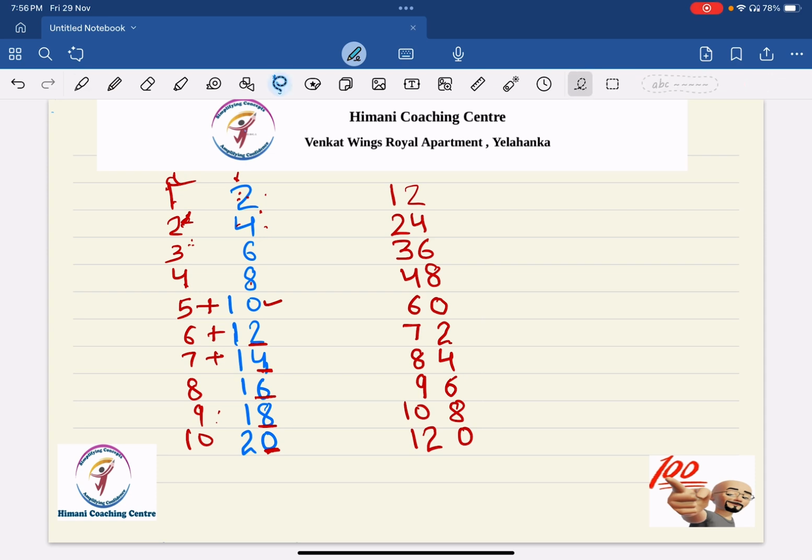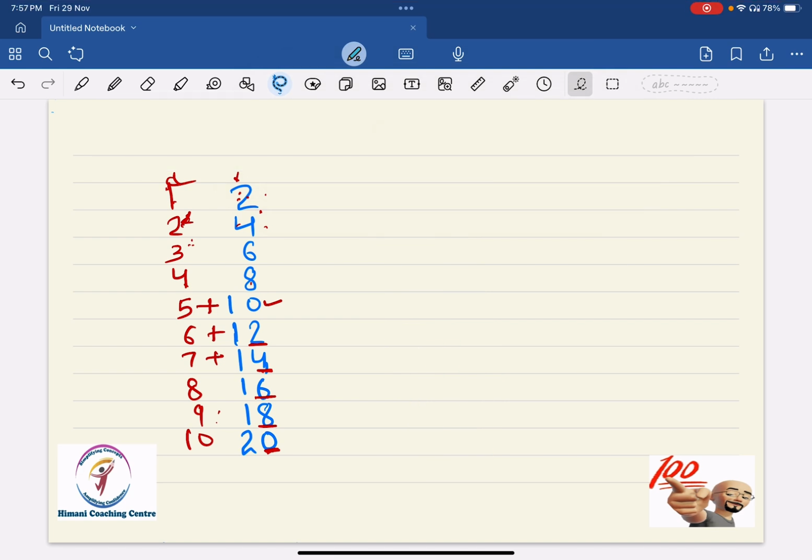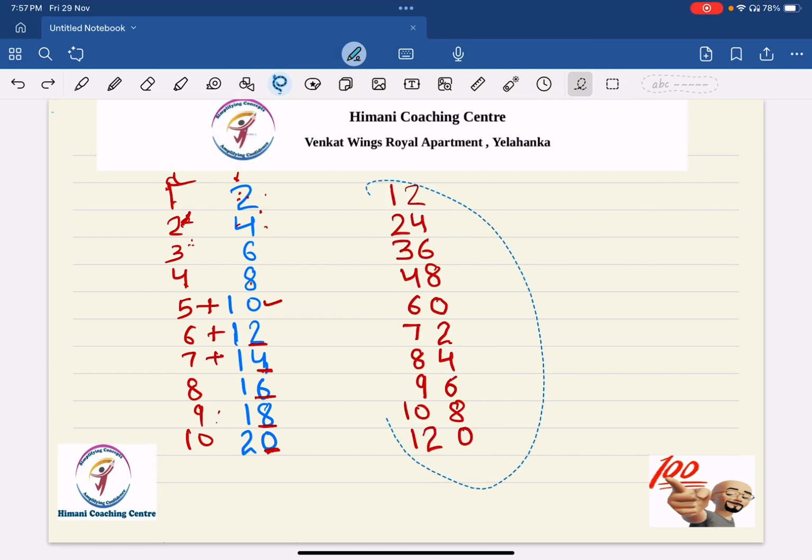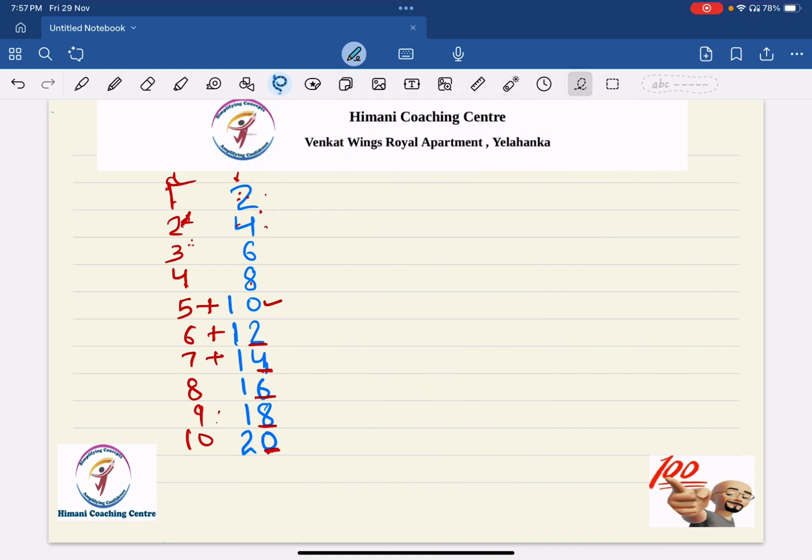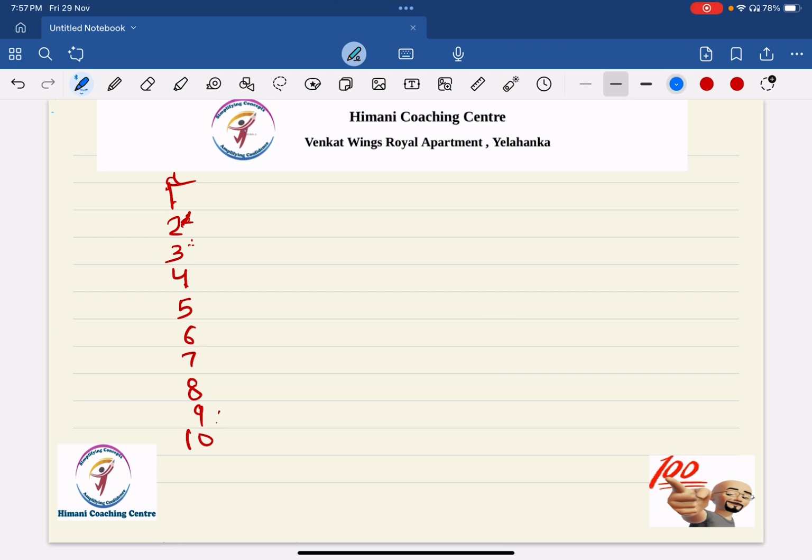Okay, I am doing now with you the table of, let us say, 13. So let us do the table of 13. So for that, let me just remove the table of 2. Now you would have understood what I am going to do. I am going to write the table of 3. So 3 ones are 3, 2s are 6, 3s are 9, 4s are 12, 5s are 15, 18, 21, 24, 27, and 30.